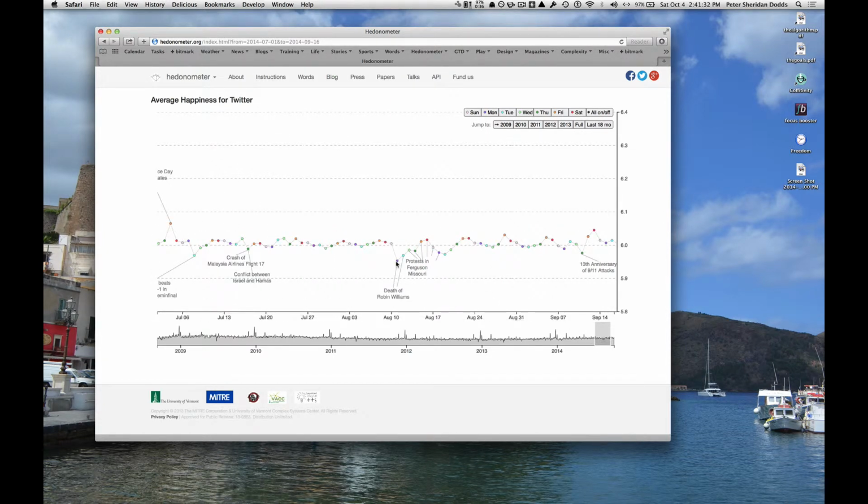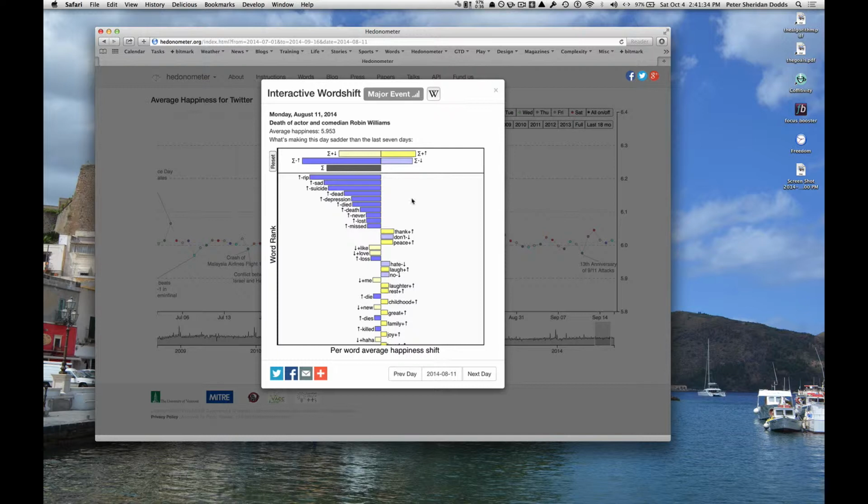All right, so let's go to a negative event just by comparison. The death of Robin Williams, recent, and it's a very sad event. We lowercase everything, so that's why RIP, which would normally be all capital letters, is at the top. The sad and suicide, dead, depression. These are all very bad words. Lost and missed are there as well.